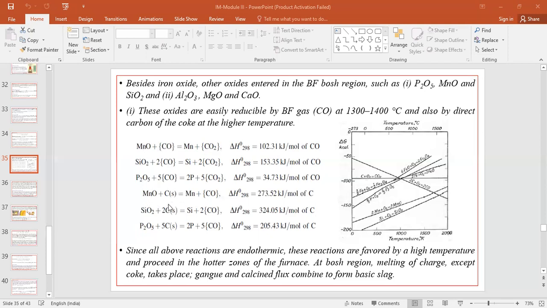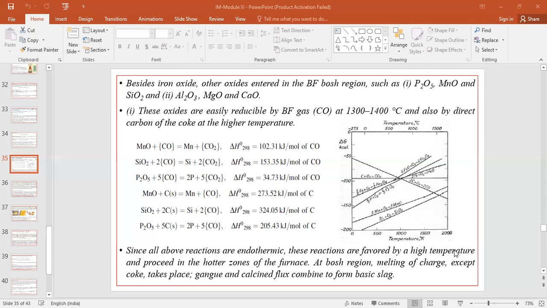Similarly, there are also some direct reduction reactions that take place in the bosh part of the blast furnace, where the oxides present in the slag, when the slag trickles down through the coke bed, interact with the carbon present in the coke. There is also a provision of reduction in this way, where again the same manganese, silicon, and phosphorus join the metal phase, and carbon monoxide gas is formed.